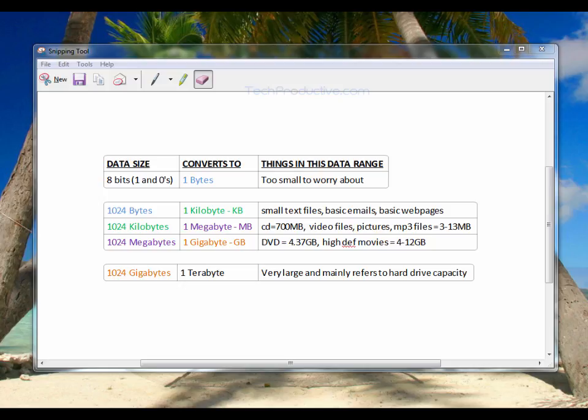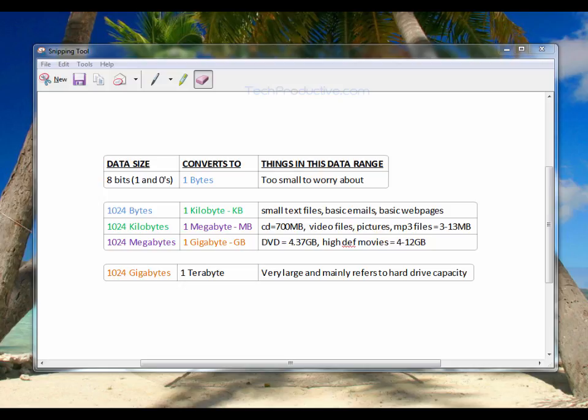So to get started, what we'll do is talk about bits. Now bits are what all technology is built around. It's your ones and zeros. That's what digital data is, ones and zeros basically. It's very small and you don't need to worry about it, but you will hear the term from time to time if you're talking about computers.